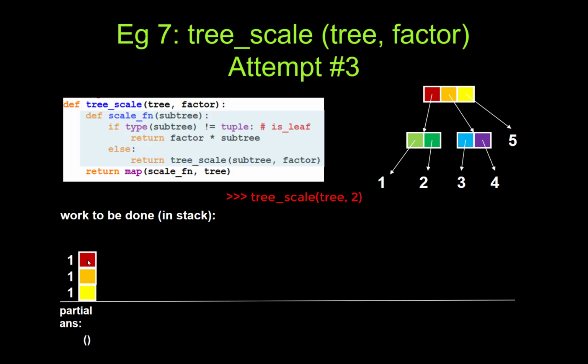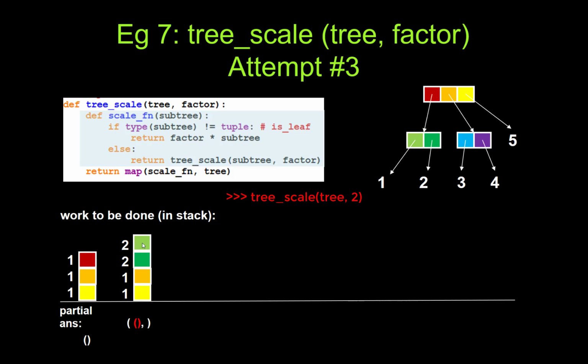Now the map is going to work on the red one, the top of the stack. Upon working on the red one, it finds these 2 which are not the leaf. Therefore, it has to call tree_scale on this particular subtree. So the light green and the green will be put on top of the stack in place of the red. The light green and the green are at level 2. Subsequently, their answer under the map will be put inside the second level parenthesis, which is this red parenthesis.